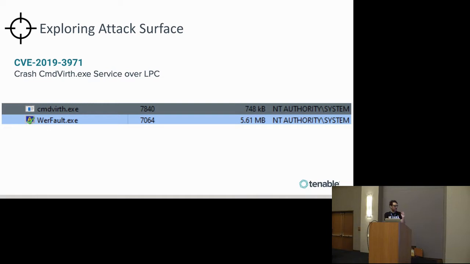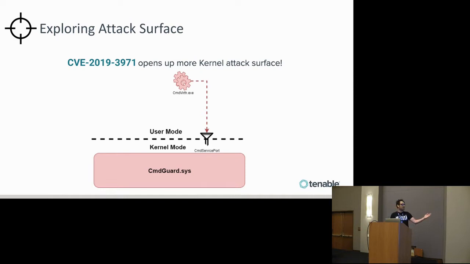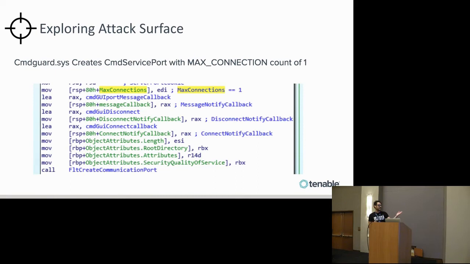But actually what was cool about this CVE was that it opened up more kernel attack surface. And that's because, maybe in the diagram I showed earlier you might not have seen this part, CMDVirt, which is a service, can talk to an entirely different port that the driver exposes called the CMD service port. And normally nobody can connect to this port. And that's because when the Komodo driver creates this port, it sets its max connection to 1. And so when Windows boots, the service starts, instantly connects to that kernel port, the port's occupied, max connection hit. By the time the user logs in and processes actually start running, the max connection is at 1 and no one else can connect to this privileged port.